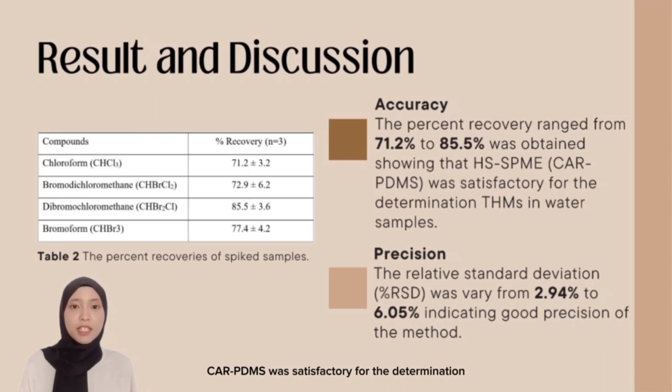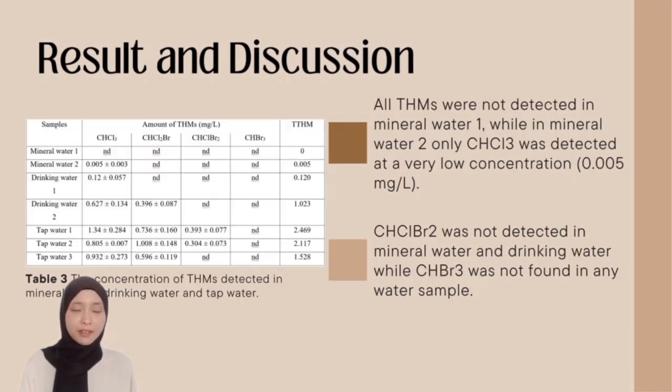For the accuracy, a percent recovery ranging from 71.2% to 85.5% was obtained, showing that headspace SPME using CAR-PDMS was satisfactory for the determination of trihalomethanes in drinking water samples, and the relative standard deviation varied from 2.94% to 6.05%, indicating a good precision of the method.